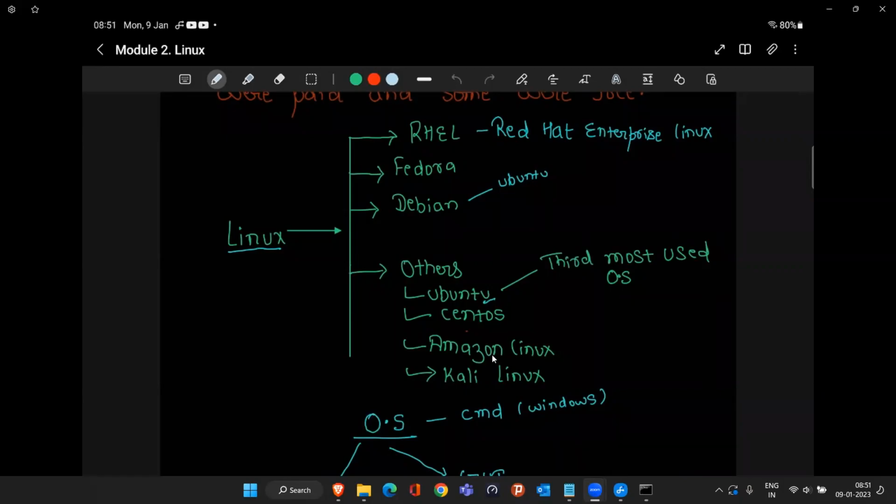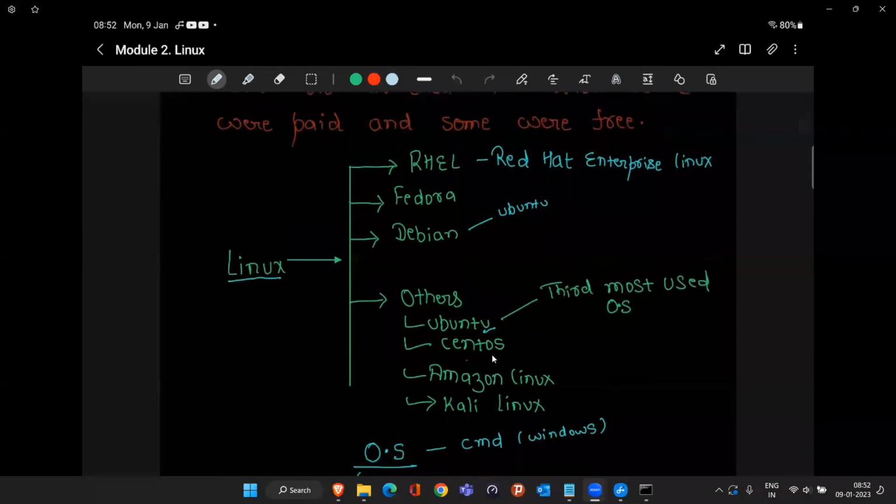Like whenever we start to talk about AWS cloud, AWS is basically the cloud provided by Amazon. So they created their own Linux. If you are using the AWS cloud, you'll see that there is their own Linux that is known as Amazon Linux. So every company has their own Linux operating system.